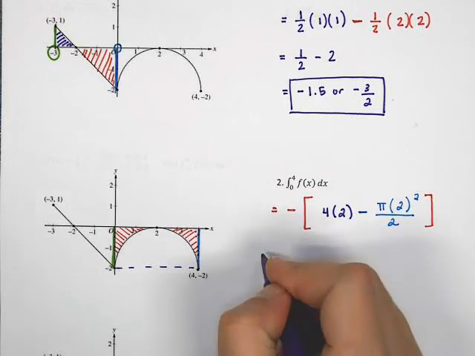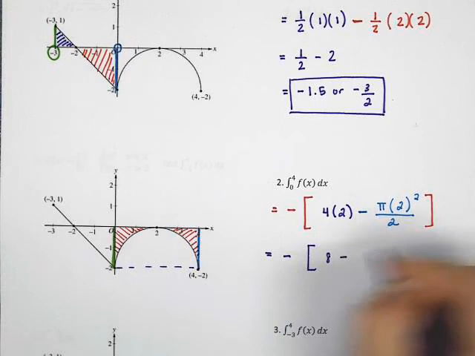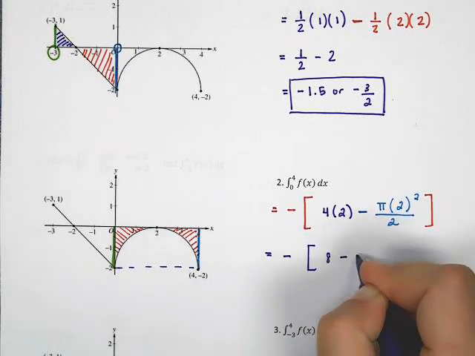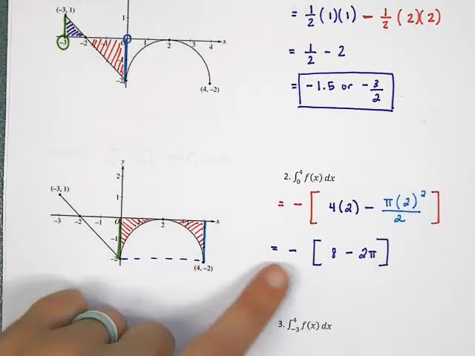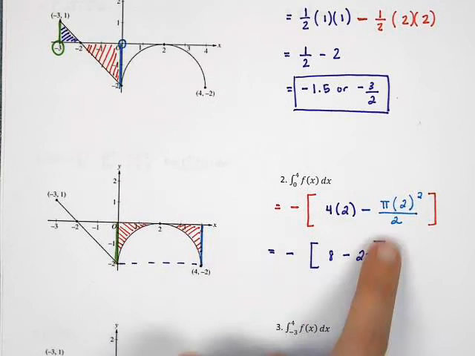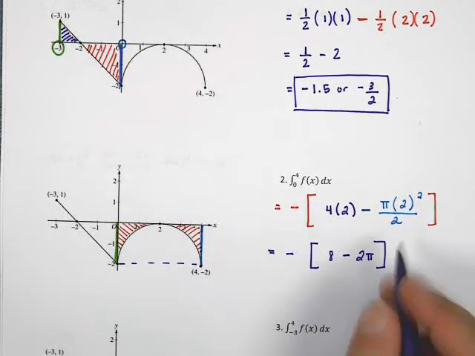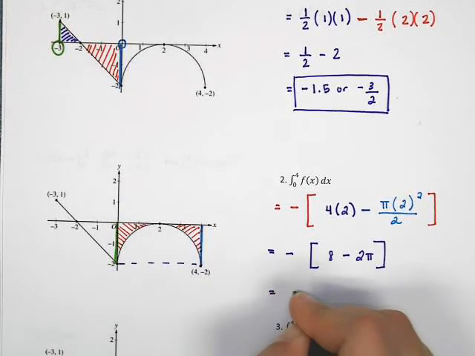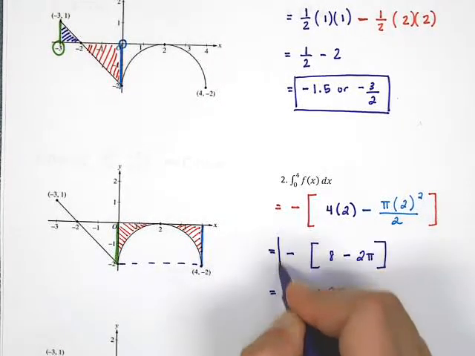Now if I actually do those computations, I'm going to have 8 minus 4 pi divided by 2 is 2 pi. And I have a negative here because, again, this area was below. So I'm going to make whatever answer I get here negative. Since 8 minus 2 pi is not something I can compute in my head, I can leave the answer like this, or I could distribute the negative. So I could have -8 plus 2 pi, and either one of those answers would be okay.